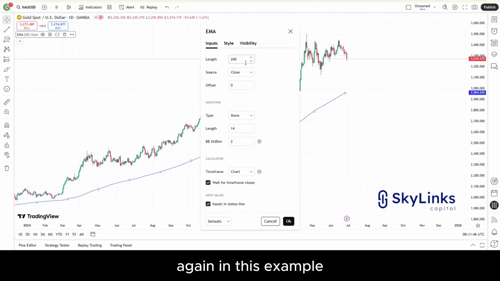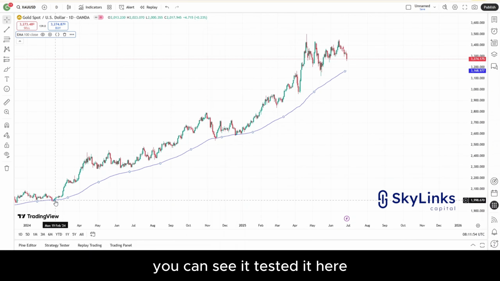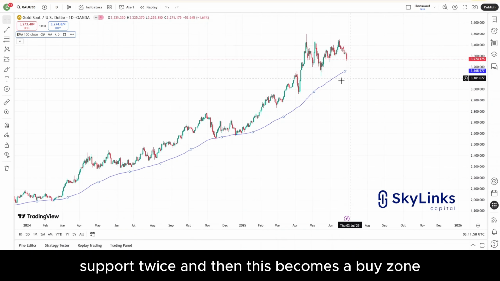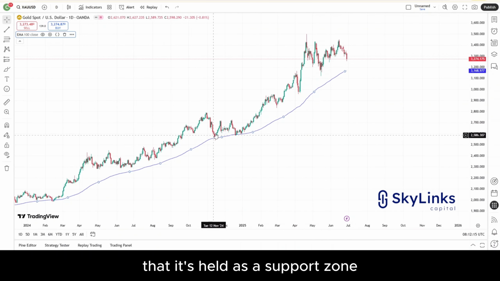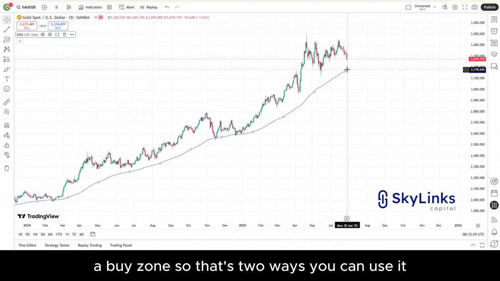Again, in this example, if we were to make it a shorter moving average, 100, you can see it tested it here, tested it twice, so it's become support twice, and then this becomes a buy zone. Because it's shown in the past that it's held as a support zone, any test and rejection of this moving average becomes a buy zone. So that's two ways you can use it.